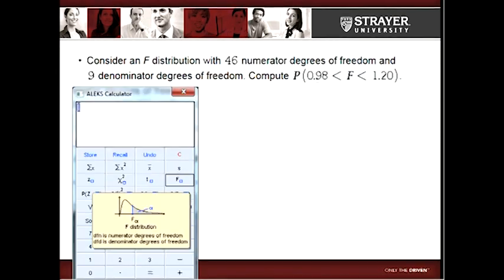So here's the first part, an F distribution with 46 numerator, 0.98, less than F, less than 1.20. So the F distribution is here, F with a little box by it, and that is a right-tailed test. So we're going to need to deal with this from the right. DFN is the degrees of freedom for the numerator, and DFD is the degrees of freedom for the denominator.